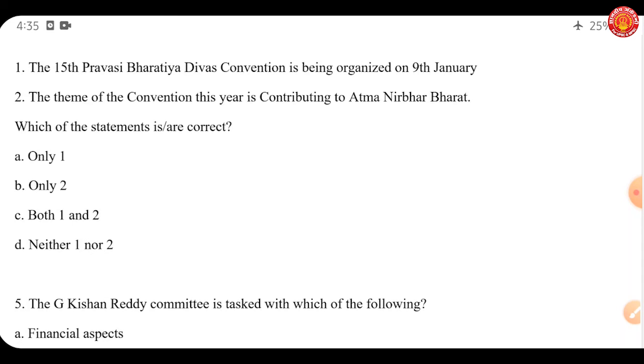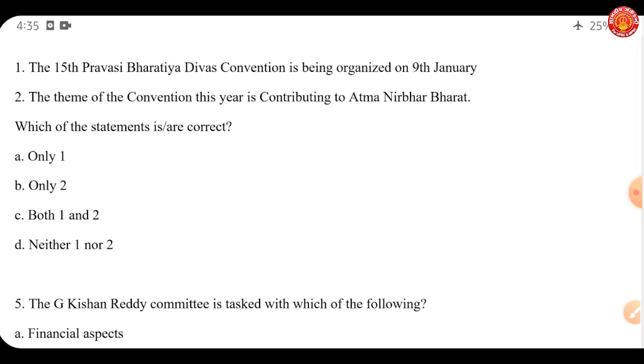The Pravasi Bharatiya Divas started in 2015 and is celebrated on 9th January by the Republic of India to mark the contribution of the overseas Indian community towards the development of India. The day commemorates the return of Mahatma Gandhi from South Africa to Mumbai on 9th January 1915. The keynote address for the 16th Pravasi Bharatiya Divas will be given by Chief Guest Chandrikapersad Santokhi, who is the President of Suriname. The theme of the convention this year is contributing to Atmanirbhar Bharat. Let's move on to the next question.